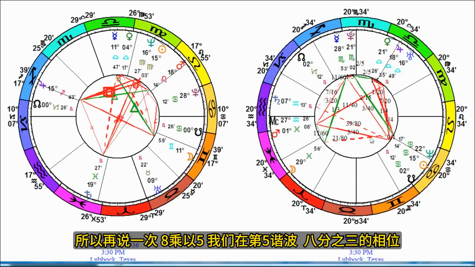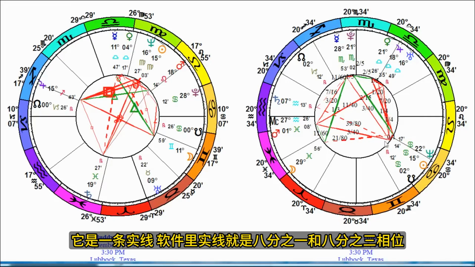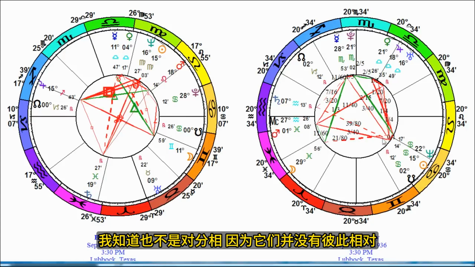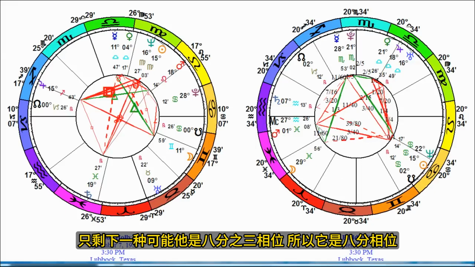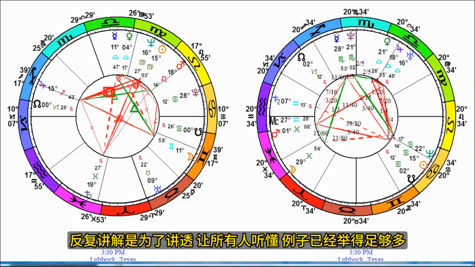This is a 3/8. I know that because it's not a conjunction, it's not an opposition, it's not a square, it's a solid line. The only other solid lines drawn in here are the 1/8 and the 3/8. That's the way we set it up. The dashes are 16ths. So I know this line isn't a conjunction. I know it's not an opposition because they're not opposite to each other. I know they're not square because they're not in the same degree of, say, cardinal signs. It's got to be a 3/8. It's the only thing left. So it's 1 of the 8ths. 8 times 5 is 40. So it really is only in this harmonic. I'm repeating myself to go over this to make sure it's clear.